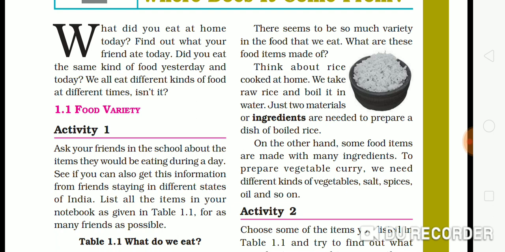Now the question arises, from where do we get these ingredients? A very important question. From where we get these ingredients? Can anybody answer? Just think.